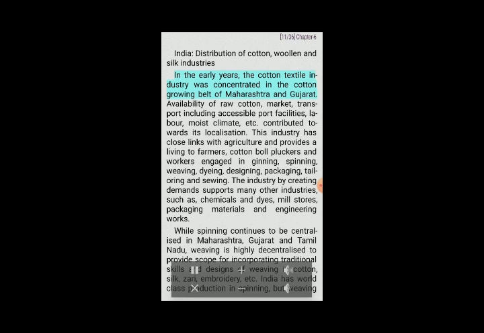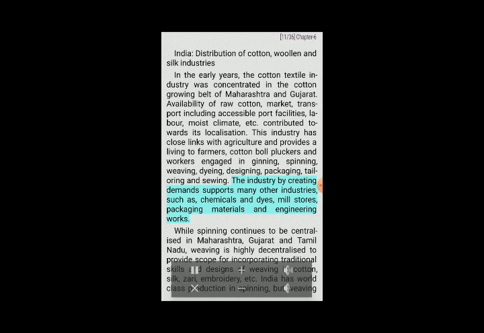India. Distribution of cotton, woolen and silk industries. In the early years, the cotton textile industry was concentrated in the cotton growing belt of Maharashtra and Gujarat. Availability of raw cotton, market, transport including accessible port facilities, labor, moist climate, etc. contributed towards its localization. This industry has close links with agriculture and provides a living to farmers, cotton boll pluckers and workers engaged in ginning, spinning, weaving, dyeing, designing, packaging, tailoring and sewing.